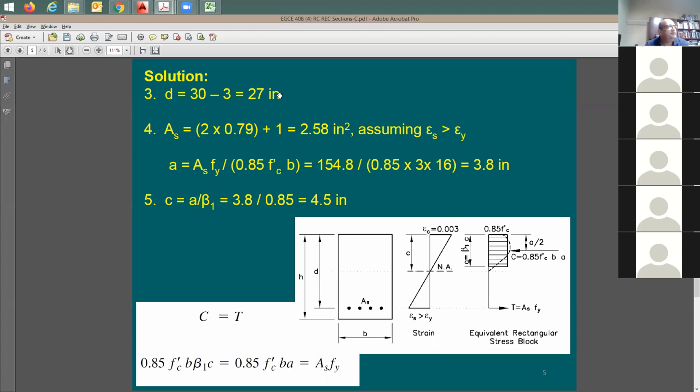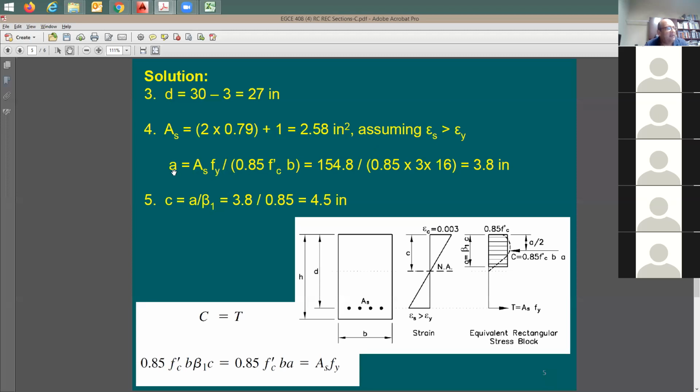Good? All right. As, I have 2 number 8 and 1 number 9. What's the cross-section area for them? I have 2 times number 8, each one of them is going to be 0.79 square inches. And for number 9 it is 1 square inch, for a total of 2.58. Same assumption that I'd like to start with, just to make my life easier. If it didn't work out, I need to do the 2 equations and 2 unknowns.